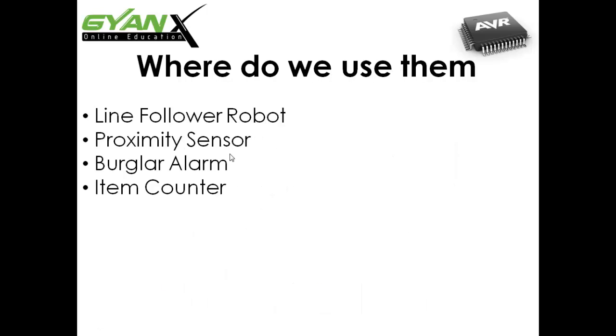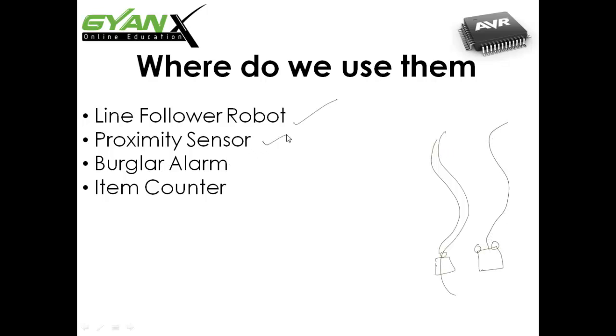Now let's see where we use them. First of all, in robotics, in a line follower robot. It's a kind of robot which follows a simple line. Here is our robot, so it follows this line and has one IR sensor over here, or robots which have two IR sensors like this, so they will just normally follow the line.